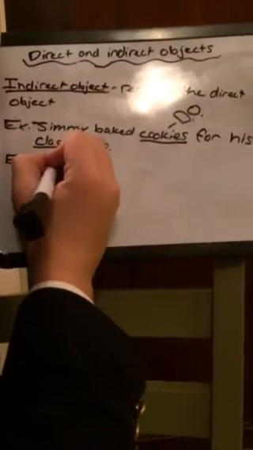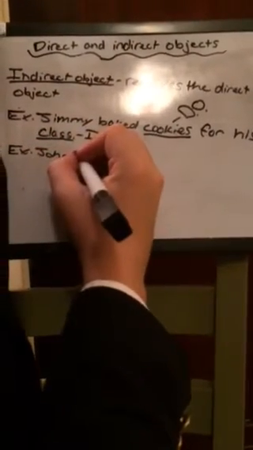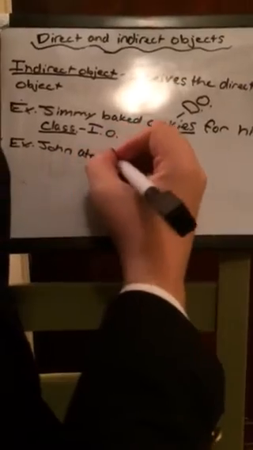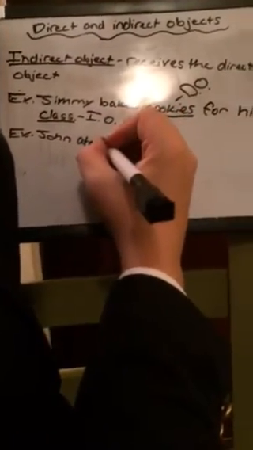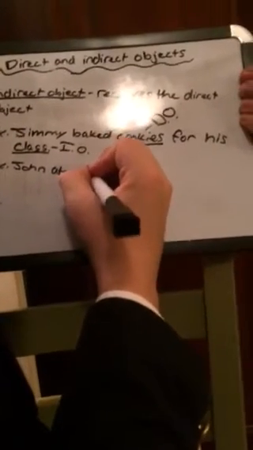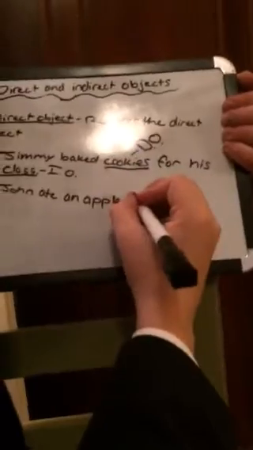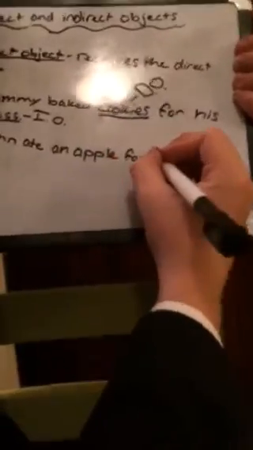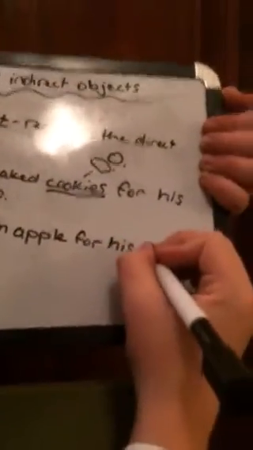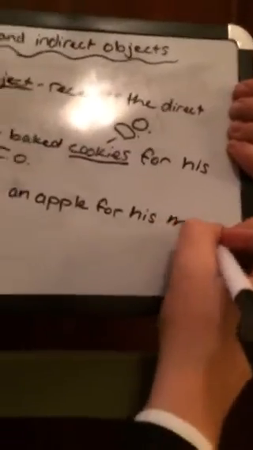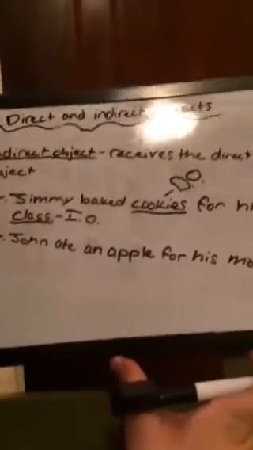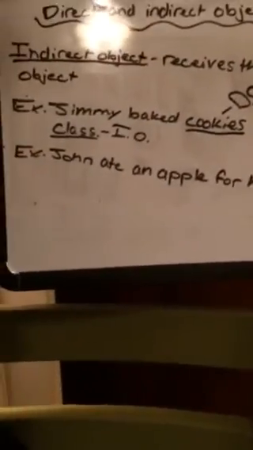Now another example. John ate. Let's see, what did he eat? An apple. For his mom. Okay, now first you have to find the direct object, because you can't have an indirect object and not have a direct object, right?